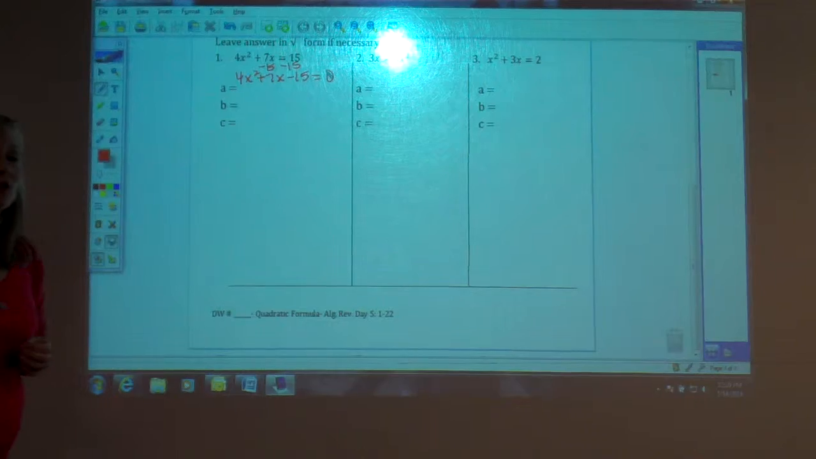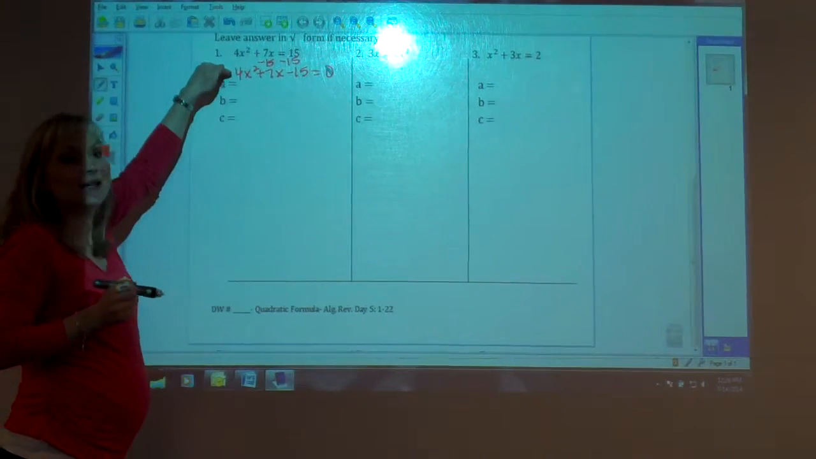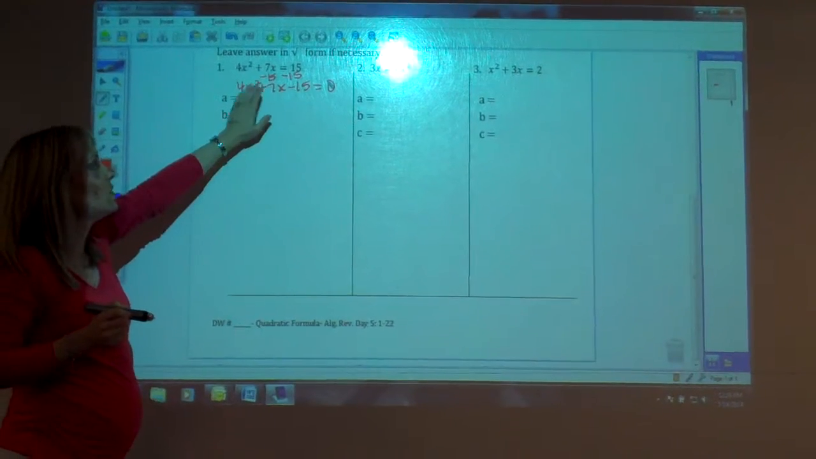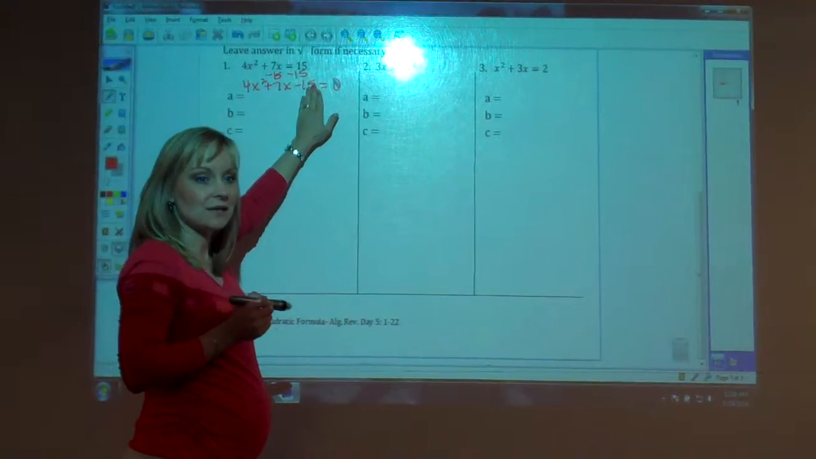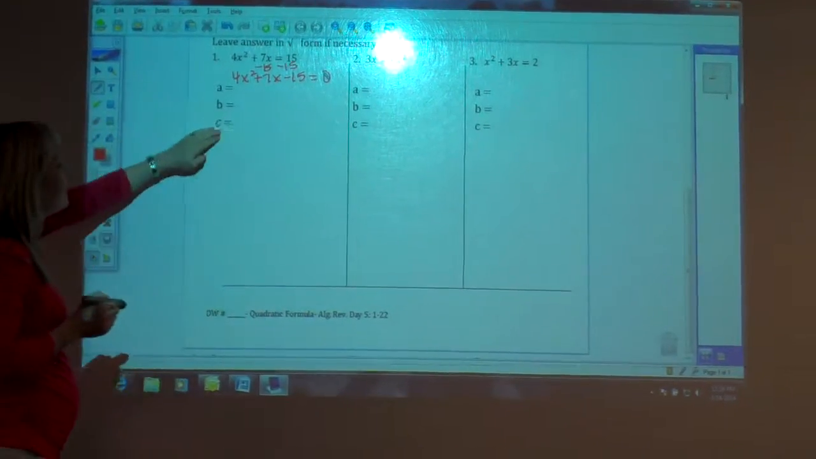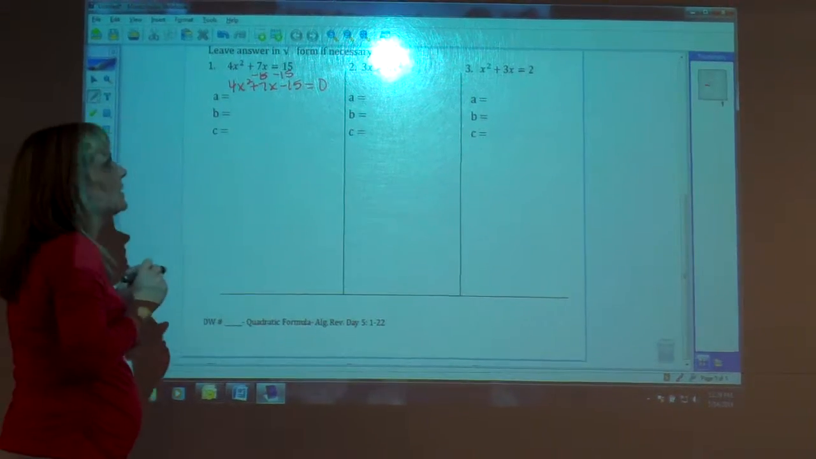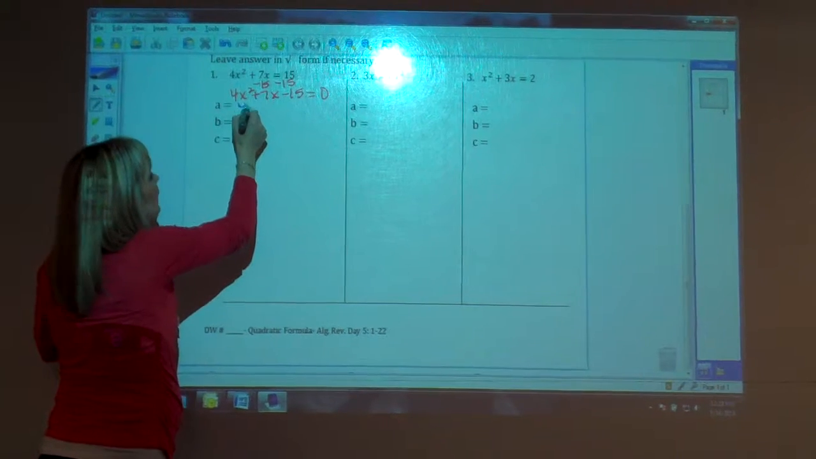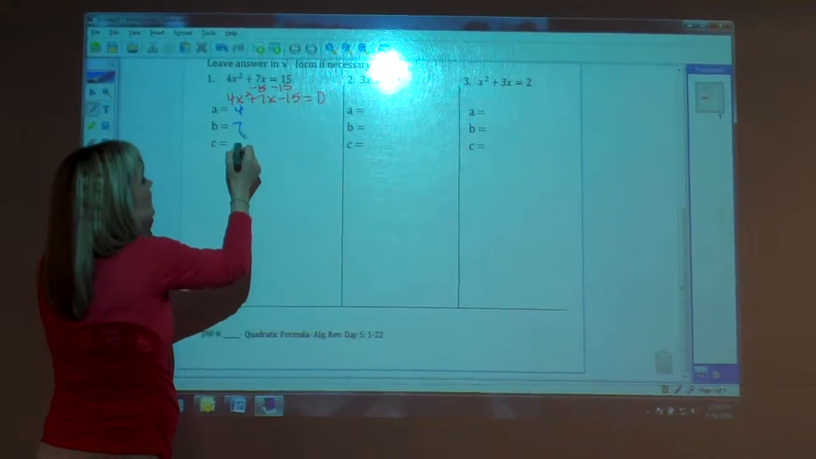Keep in mind that for quadratic formula, you also need to have it in standard form, meaning that your highest exponent, then the x, and then the constant is next, right? You will always tell me on your homework what your A, B, and C are. What's my A in this problem? Four. What's my B? Seven. And my C is? -15.